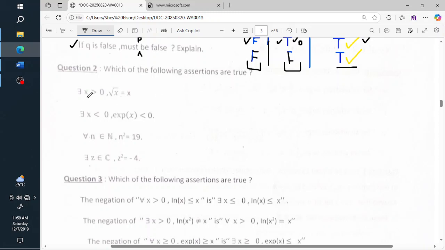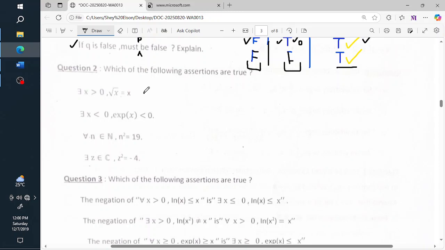Now, the first one says that there exists an x. This symbol means there exists an x greater than 0 such that the square root of x is equal to x. Now let's verify if it is true. It's saying that there is a particular value of x greater than 0 that is going to make the square root of x equal to x. Normally we know that is true because the square root of 1 is equal to 1, and 1 is greater than 0. So this assertion is true. But we need to prove it.